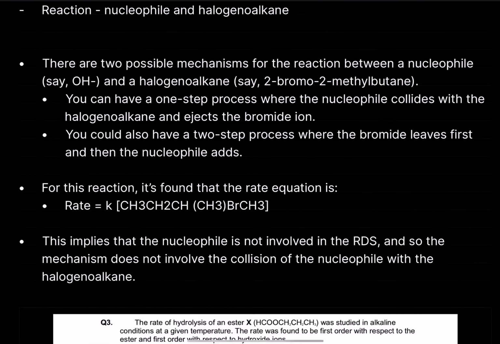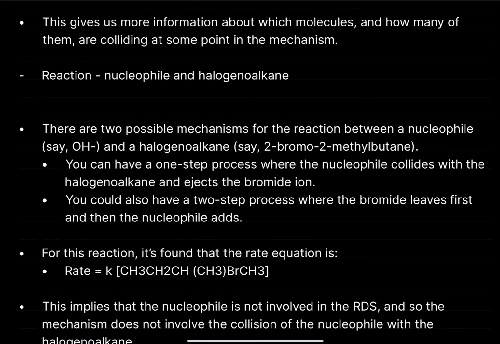Let's use an example here for a nucleophile and a halogen alkane. There are two possible mechanisms for the reaction between a nucleophile, say a hydroxide, and a halogen alkane, say 2-bromo-2-methylbutane. You can have a one-step process where the nucleophile collides with the halogen alkane and ejects the bromide ion. You could also have a two-step process where the bromide leaves first and then the nucleophile adds.